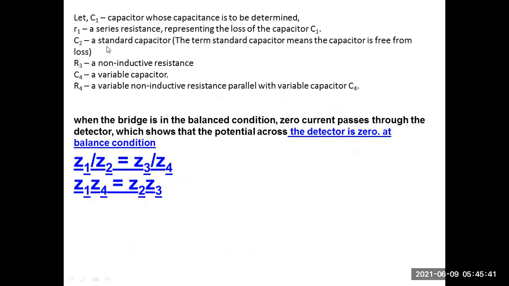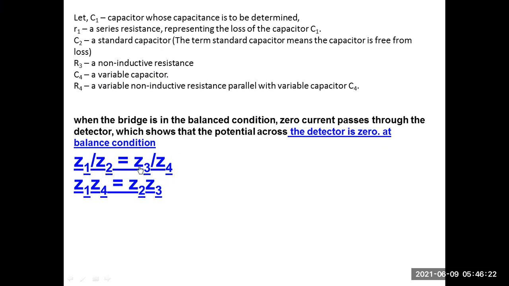We need to understand what C2 is here. C2 is a standard capacitance, meaning a capacitor which is free from loss. R3 is a non-inductive resistance, and C4 is a variable capacitor, and R4 is also a non-inductive resistance which is in parallel with the variable capacitor C4. When the bridge is in the balanced condition, you already know when the bridge will be balanced for the Wheatstone bridge: zero current passes through the null detector. Or else you can have a galvanometer which shows null deflection. It shows that the potential across the null detector is zero at this balance condition.